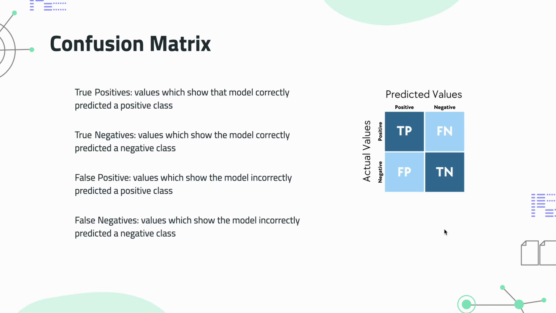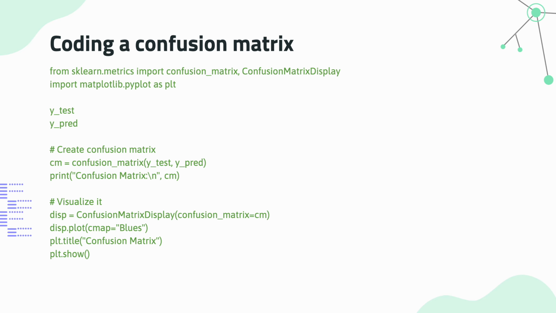So we have a confusion matrix here, with true positives, false negatives, false positives, and true negatives. For coding a confusion matrix, we just import it from metrics as well, and then call upon it and set your variable as CM. Then we can change the CMAP to have different colors. This is a blue one, and then you can title it and give some more description if you like.